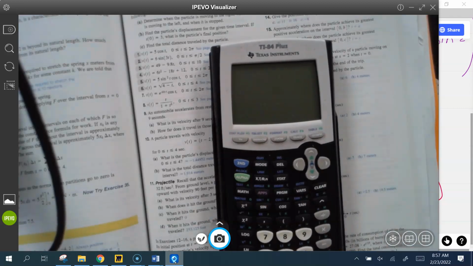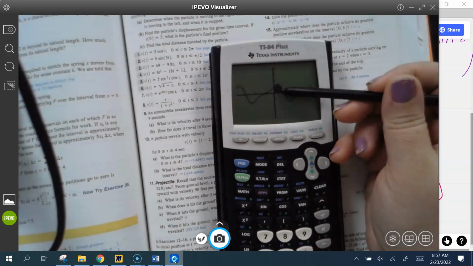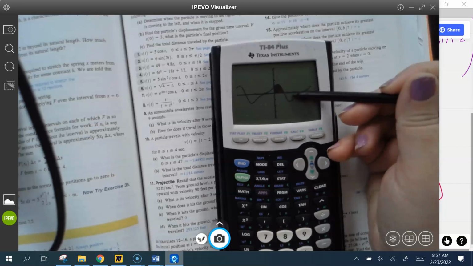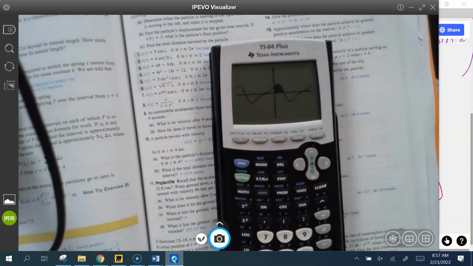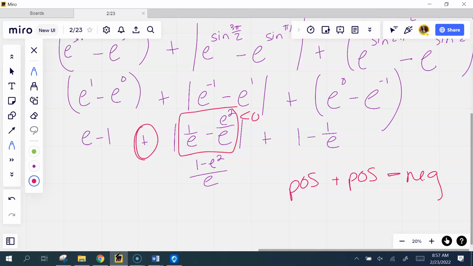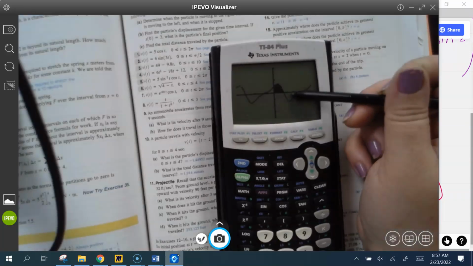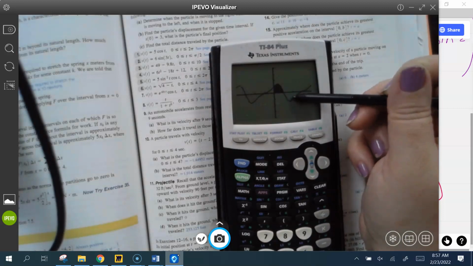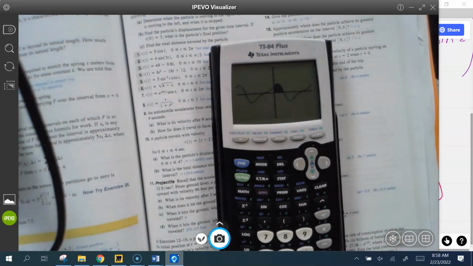So look at this. If I take this area right here, right now, it is 1 over e minus e, right? 1 over e minus e is this area, but it's negative. I need to make it positive. How do I make that positive?